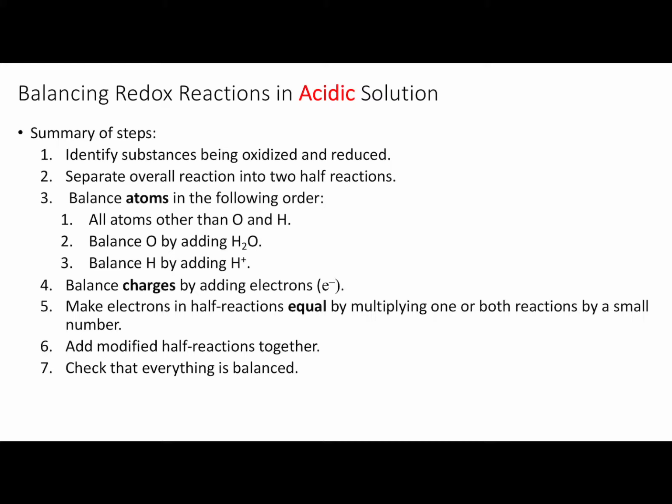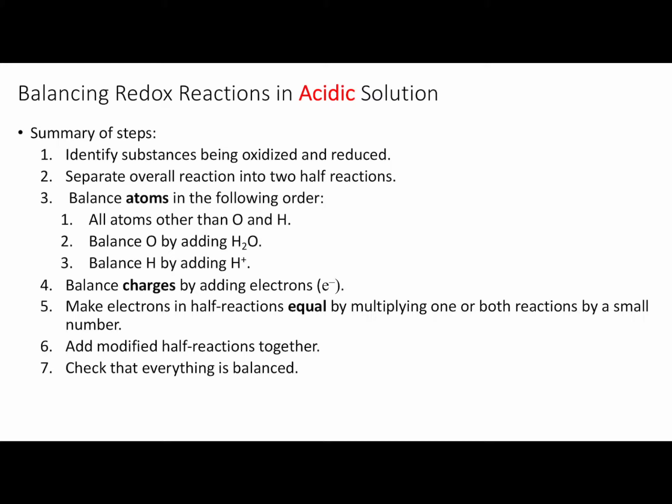First, we'll identify the substances that are oxidized and reduced. We'll separate the overall reaction into 2 half reactions, the oxidation and reduction half reactions, respectively. We'll balance all the atoms in each half reaction in the following order. First, all non-hydrogen and oxygen atoms. Then we'll balance oxygens by adding water as appropriate. And finally, we'll balance hydrogen by adding H+ as appropriate.